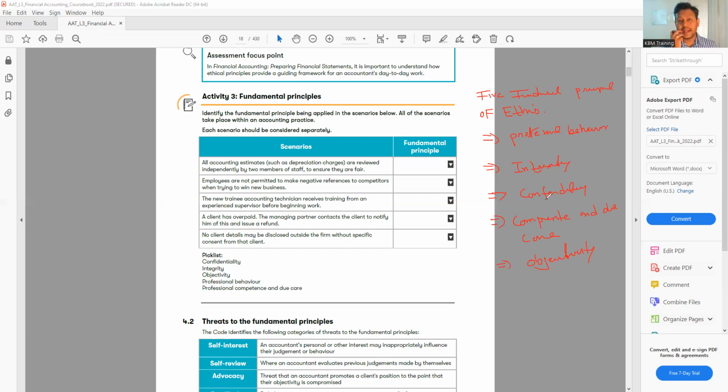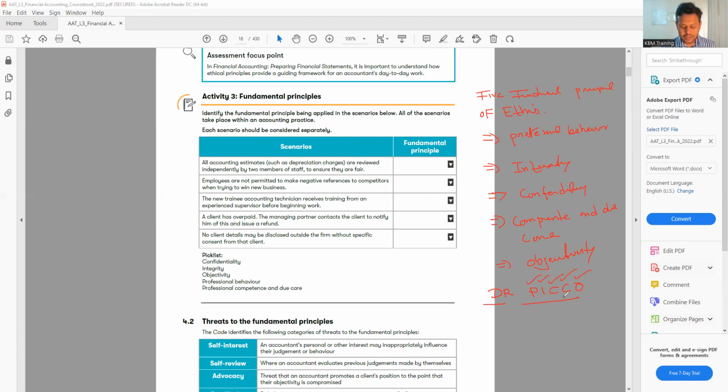There is a word that will help us to remember the five fundamental principles of ethics. The word is called Dr. Pico. If you remember this word, Dr. Pico, it will help you to remember the five fundamental principles of ethics. So P for professional behavior, I for integrity, C for confidentiality, C for competence and due care, and O for objectivity.